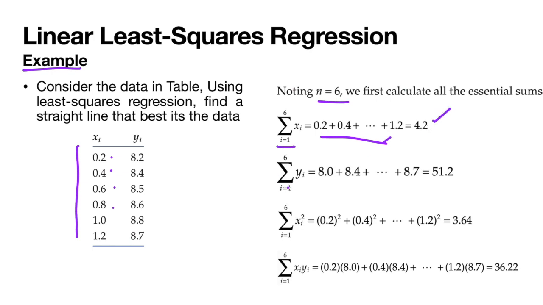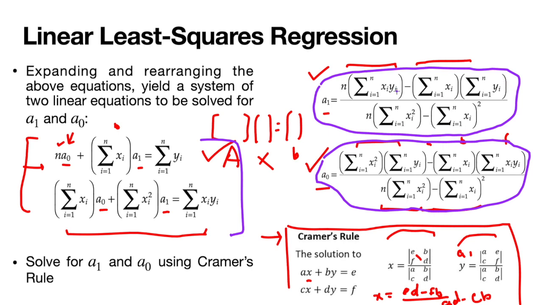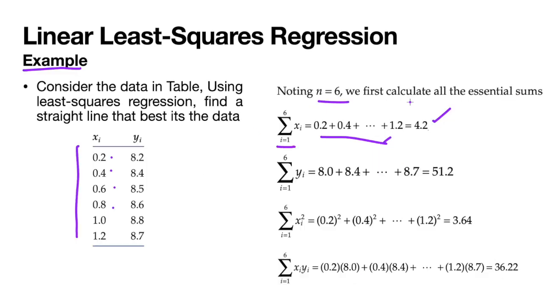Similarly, the other sums include the sum of all the y values, the sum of xi yi, and the sum of xi squares. The sum of all the yi is all of these quantities added together, which is 51.2. Similarly, xi square is 0.2 square, 0.4 square, 0.6 square, up to 1.2 square. So we will calculate this also. Similarly, xi yi is x multiplied by y, so we can get the sum of this quantity also.